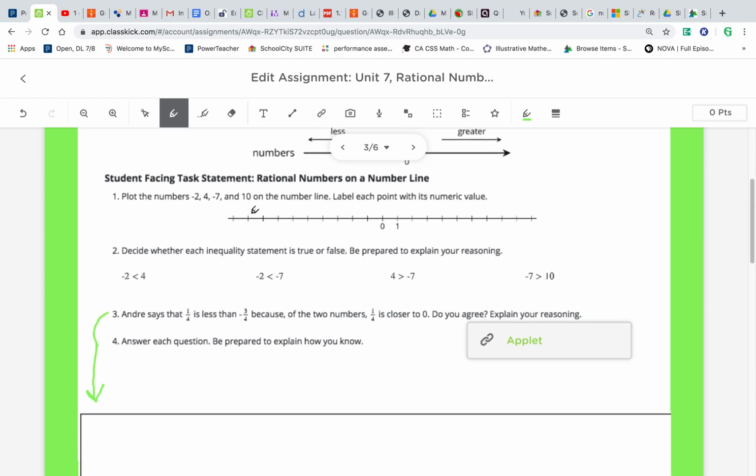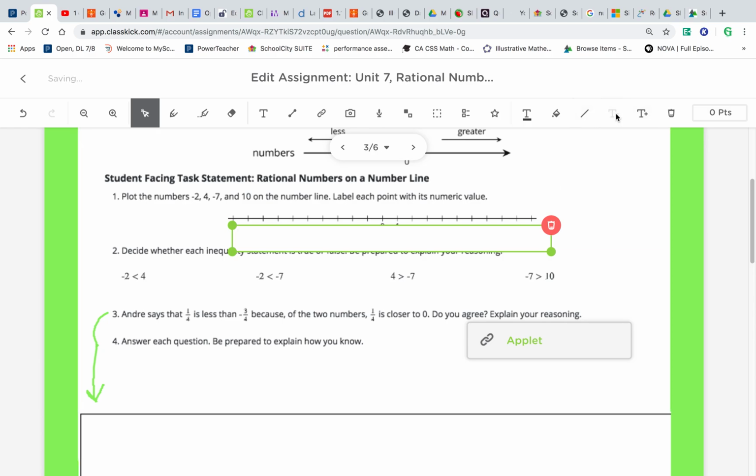All right, so our task statement, rational numbers on a number line. We're going to plot the numbers -2, 4, -7, and 10 on the number line. And we're going to label each point with its numeric value. So we're going to put the actual value right there. And for that, I'm actually going to use a text box. So we'll use the smaller numbers for that. And we'll go ahead and just make it all the way across here.